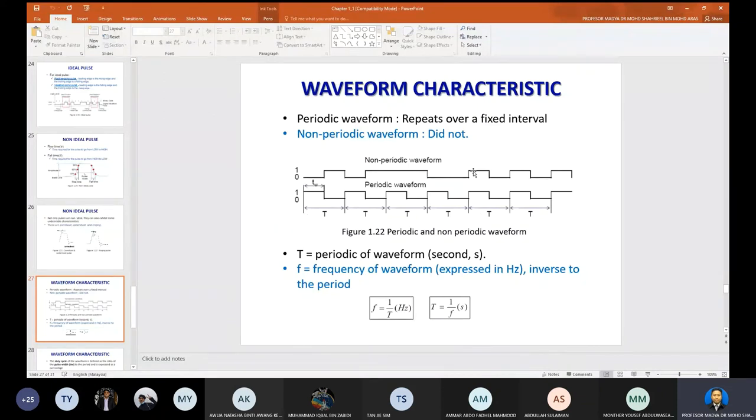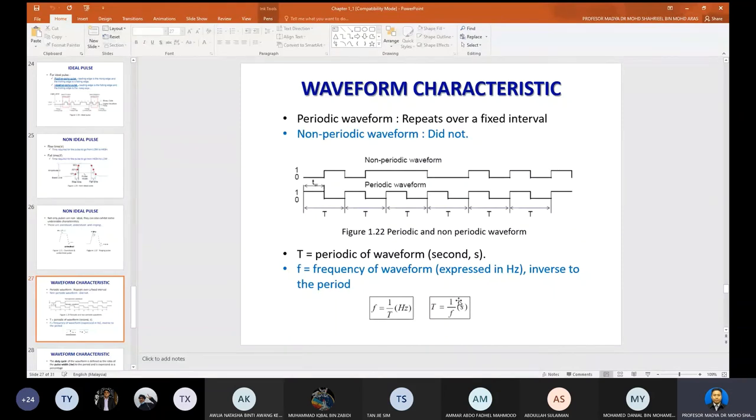If I can draw here, for example, if we have a sinusoidal waveform, that means we'll complete from this point to this point. That means 180 for the positive and another 180 for the negative side here. So total will be 360. That's what we call one period.